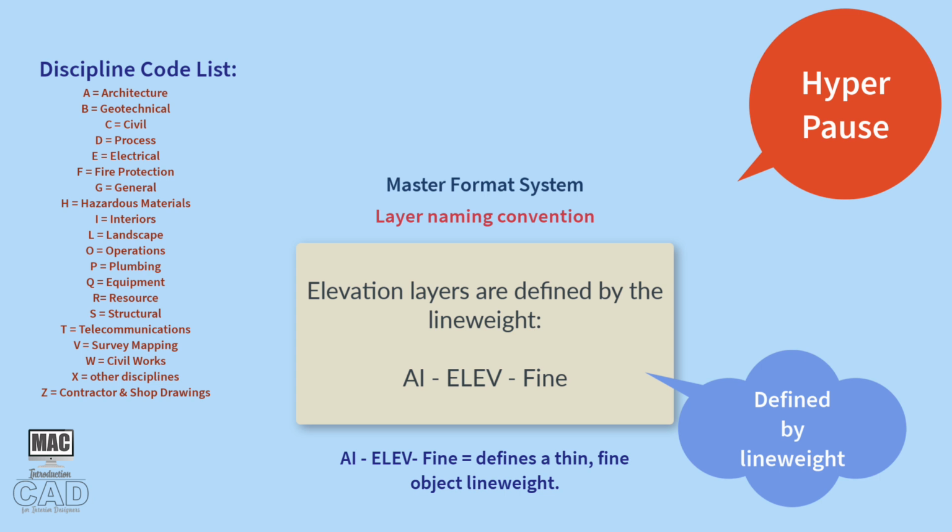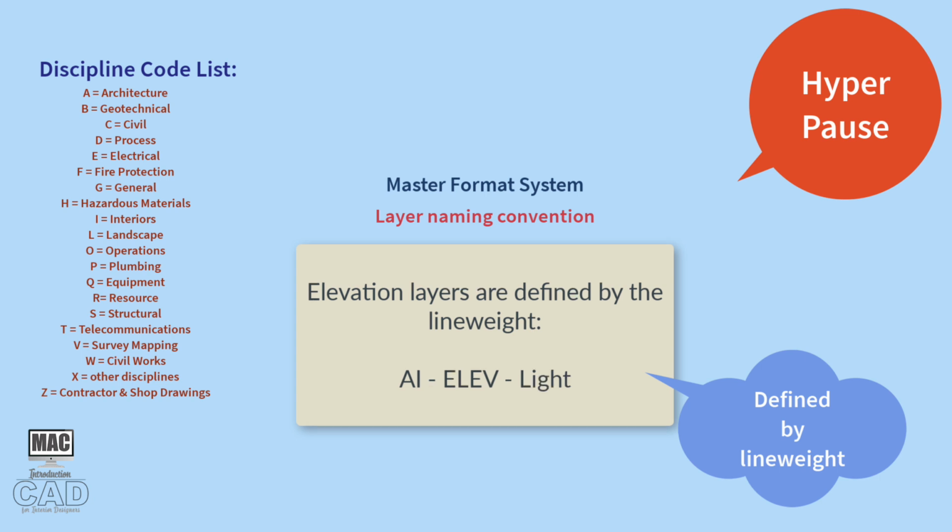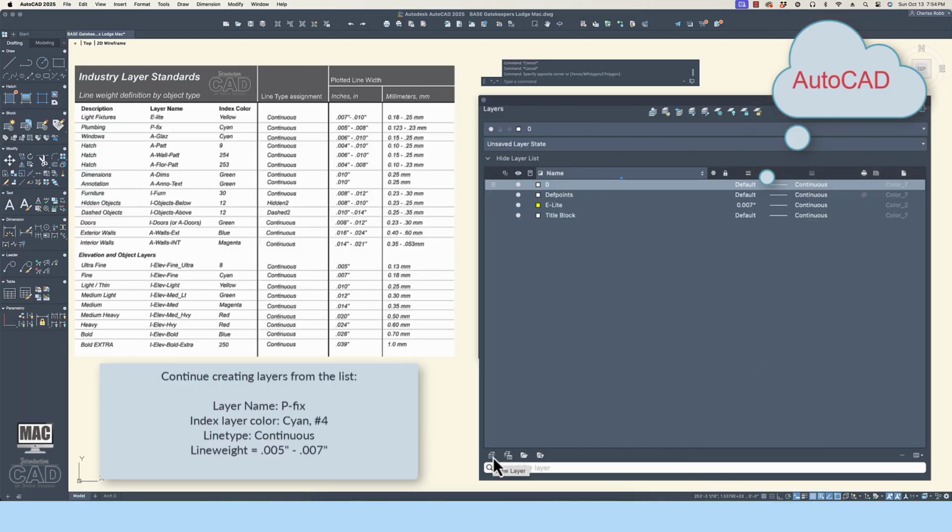So, for elevation layers, you will be defining the minor codes as fine, light, medium, heavy, and any combination of these, such as fine ultra light or medium heavy. The line weights for elevations are created in this assignment and will be explained when you are working on the interior elevation drawings for the kitchen project. Continue to create layers in the AutoCAD Property Manager.